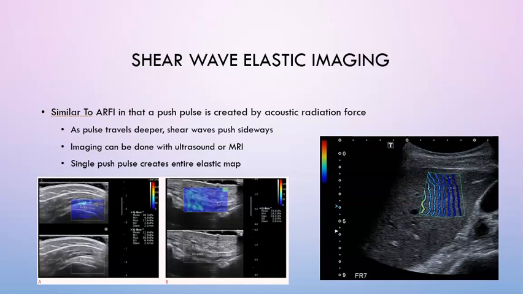So as the pulse goes deeper, the shear waves push sideways, and then we can do this imaging with either ultrasound or MRI. And we use a single push to create an entire elastic map. We don't have to do multiple pushes like we did with RF. We just do one. And this is a very reproducible and good way of getting nice images and quantitative data.